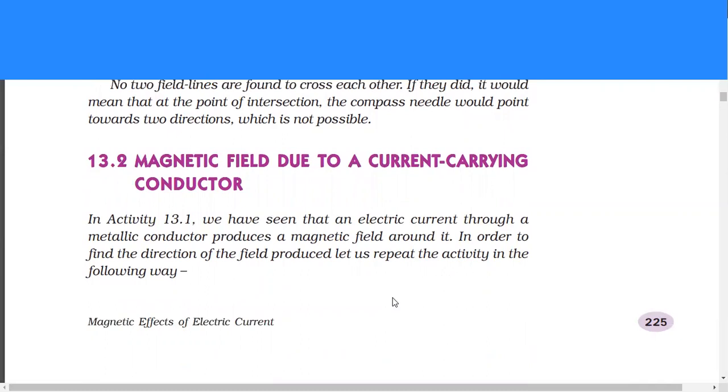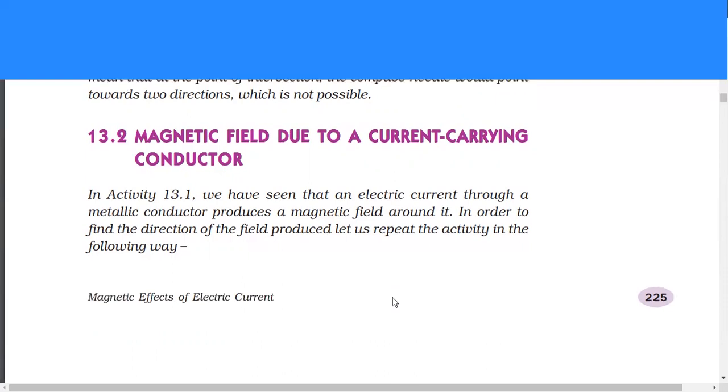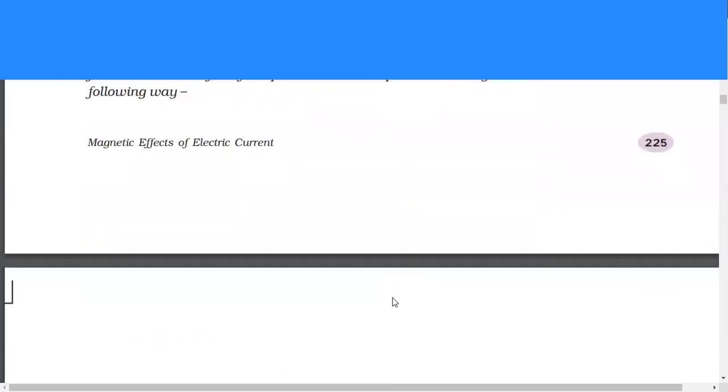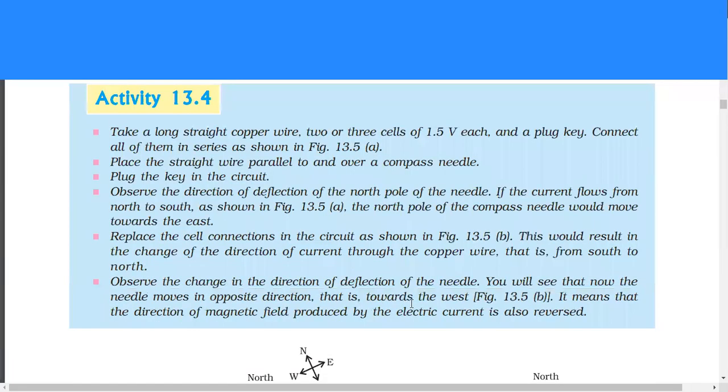Magnetic field due to a current carrying conductor. In Activity 13.1, we have seen that an electric current through a metallic conductor produces a magnetic field around it. In order to find the direction of the field produced, let us repeat the activity in the following way. Activity 13.4. Take a long, straight copper wire, 2 or 3 cells of 1.5 volt each, and a plug key. Connect all of them in series as shown in figure 13.5a.